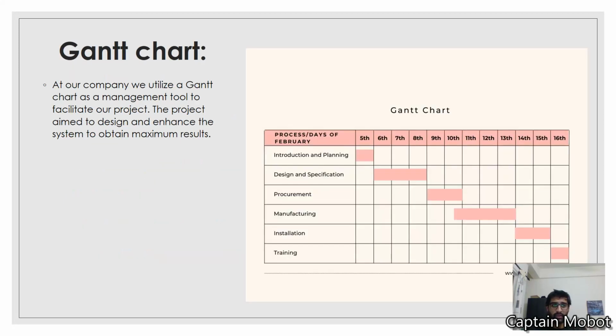Moving to the Gantt chart. At our company, we utilize a Gantt chart as a management tool to facilitate our project. This project aimed to design and enhance the system to obtain maximum results.